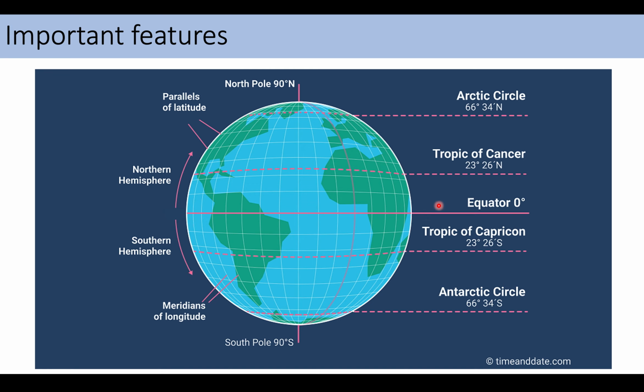At 0 degrees, here is the prime meridian in that lighter pink. We have our 90 degrees south and our 90 degrees north at the pole. The southern hemisphere is anything south of the equator. The northern hemisphere is anything north of the equator. The others, the tropics or the circles, you don't have to remember for this class.